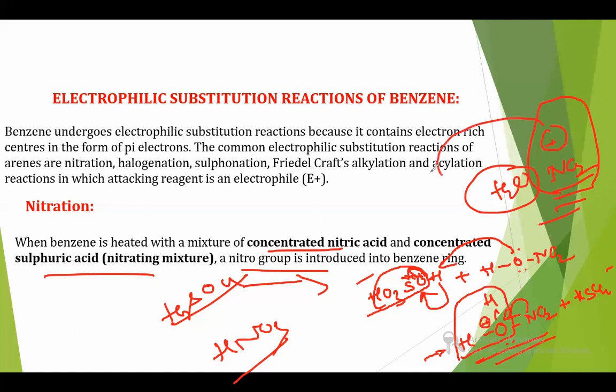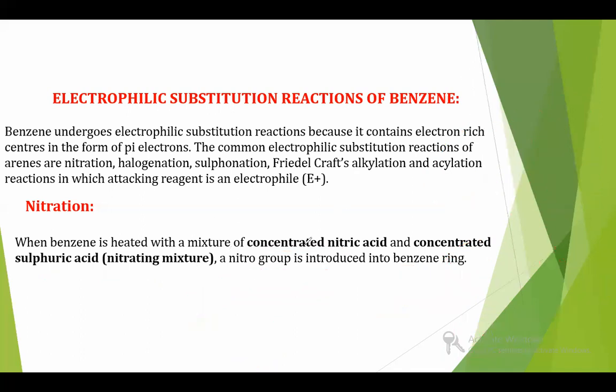This NO2 group attacks benzene in a substitution reaction, where hydrogen is replaced by NO2, and we get nitrobenzene. So we see this when a mixture of concentrated nitric acid HNO3 and concentrated sulfuric acid H2SO4 are mixed together, NO2 forms NO2 plus, the nitronium ion. This nitronium ion attacks the benzene ring and gives nitrobenzene.